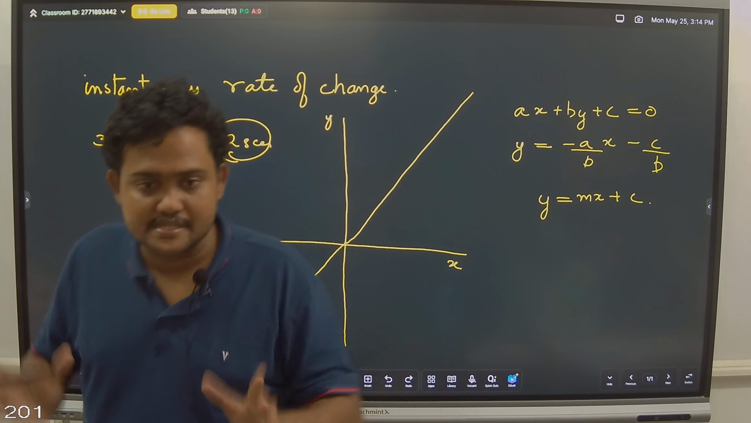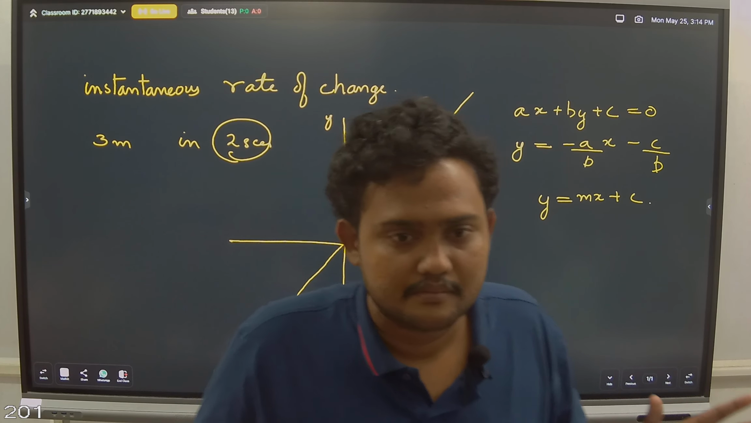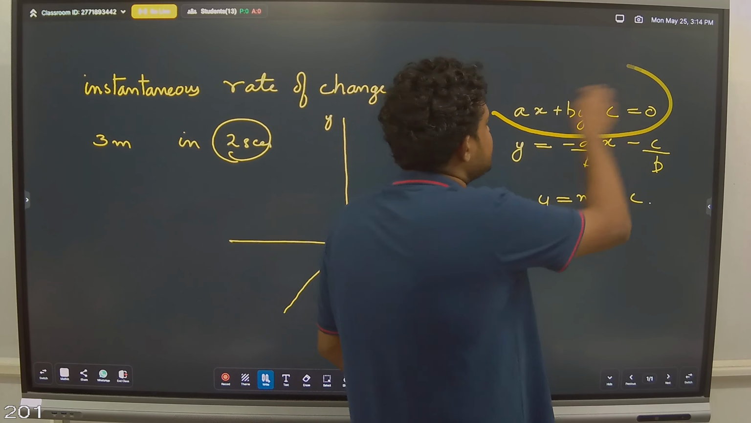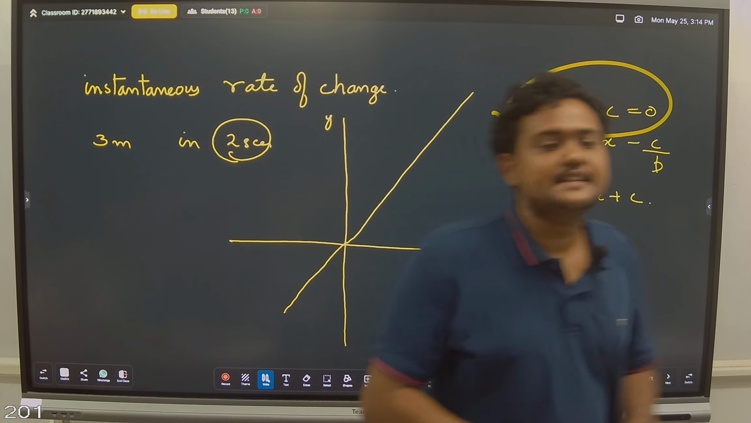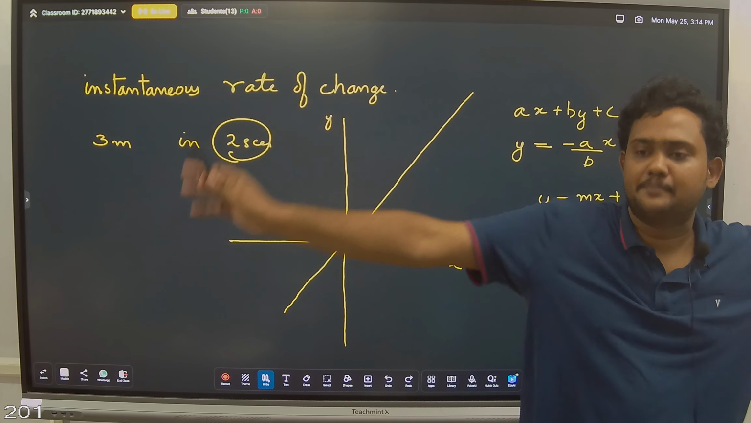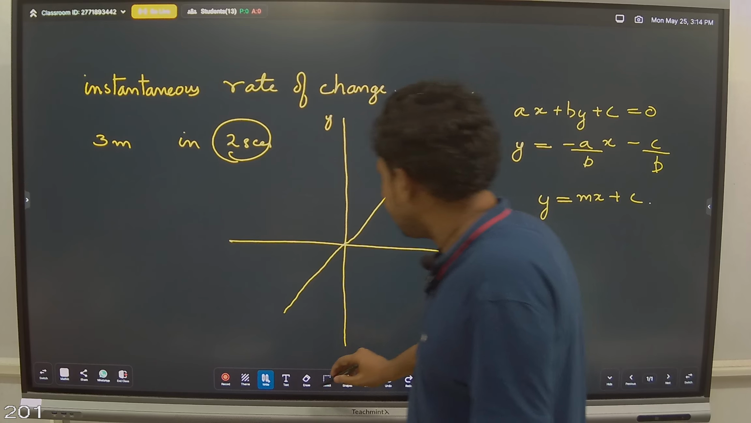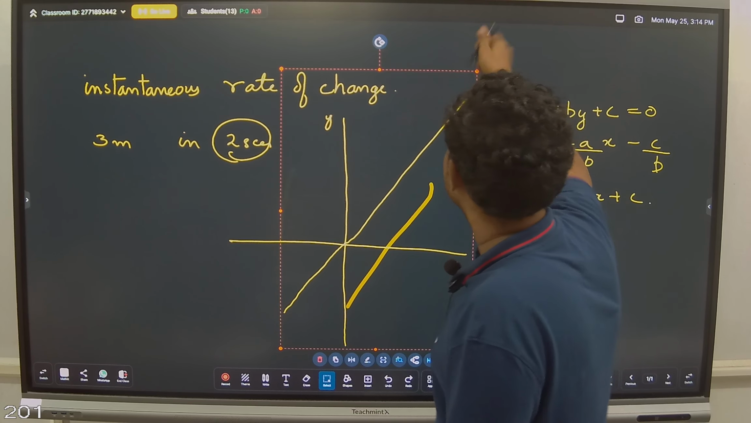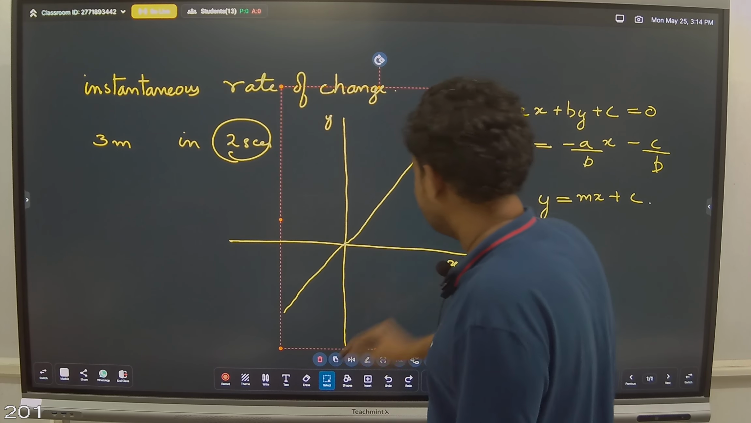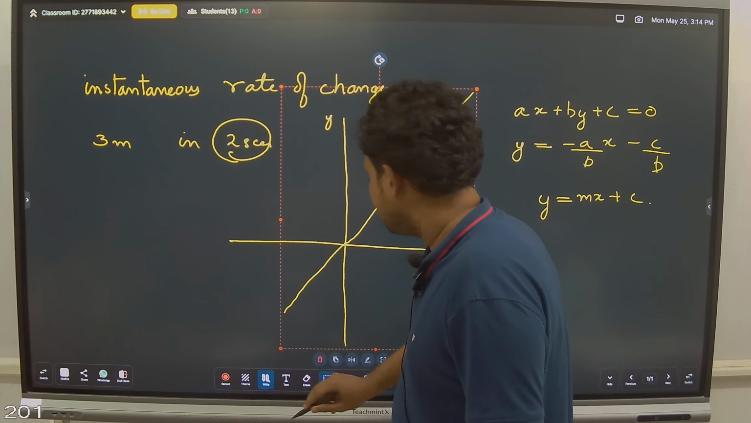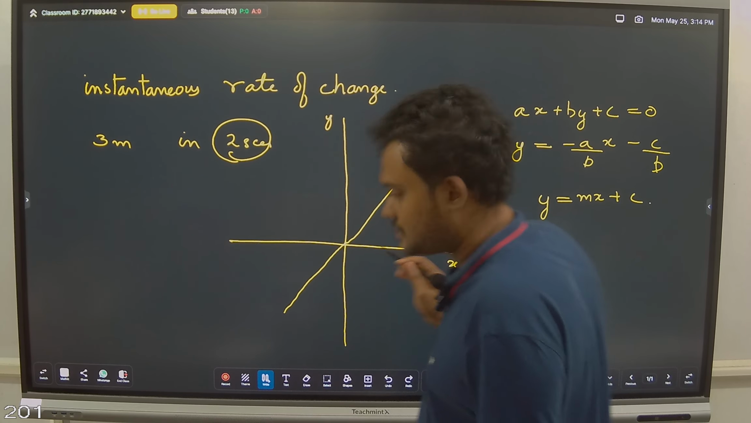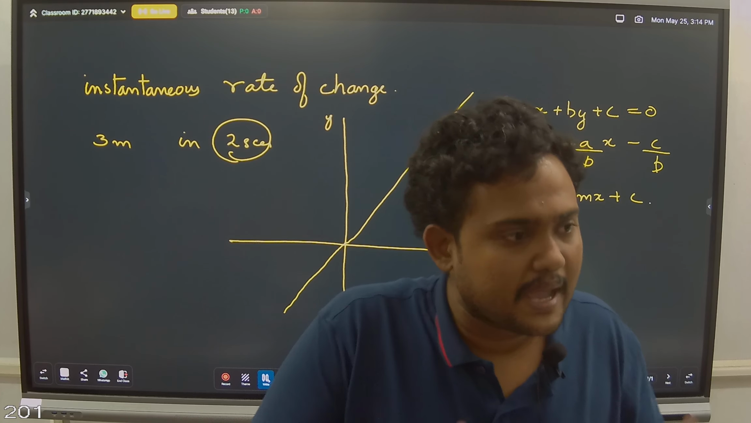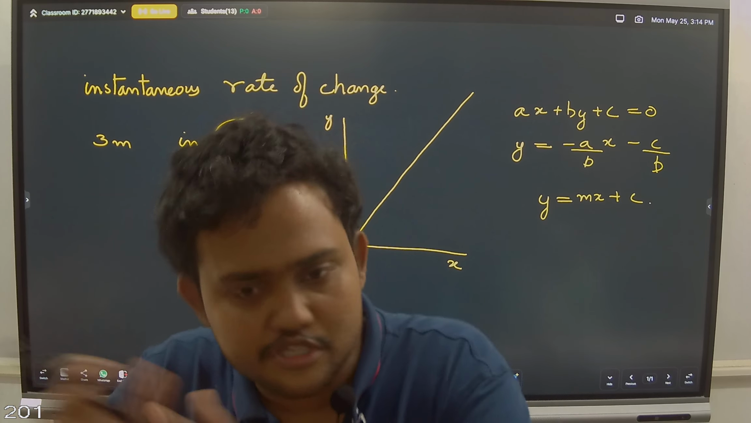Do you know what that means, without loss of generality? It means that ax plus by plus c equal to 0 will represent every possible line in that plane, right? However I draw the line, the equation of that line will be of the form ax plus by plus c equal to 0, right?